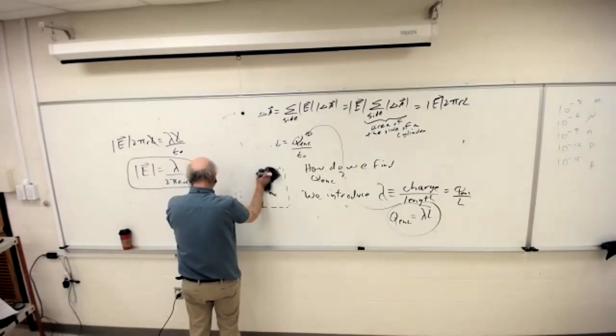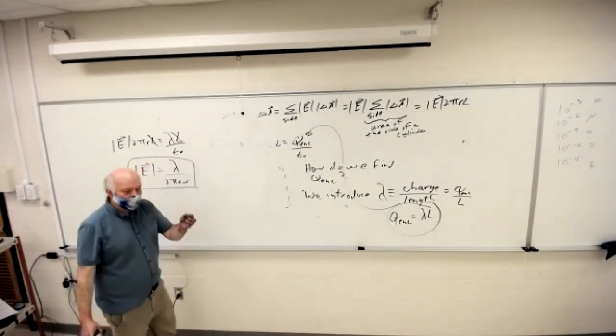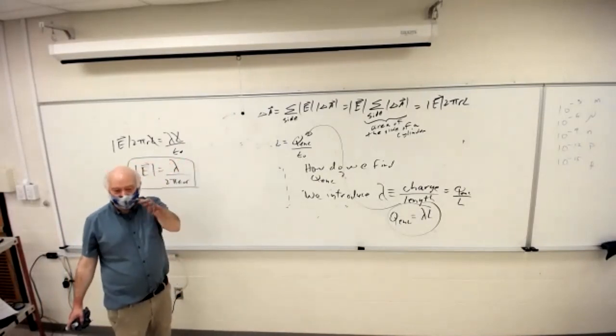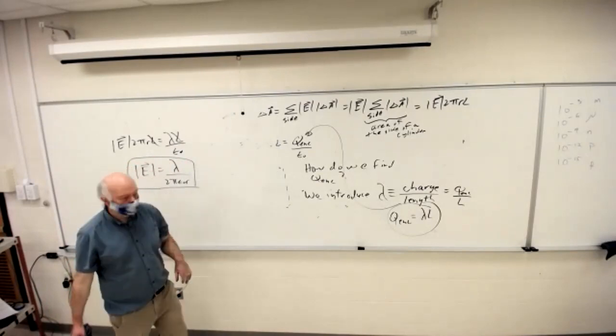Okay, let's try a variation on this. Instead of having just a thin wire, let's say we have a non-conducting infinite cylinder of radius r.